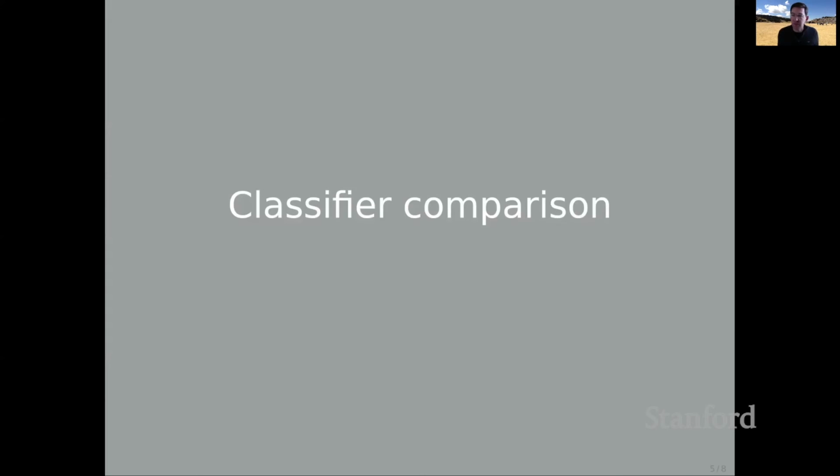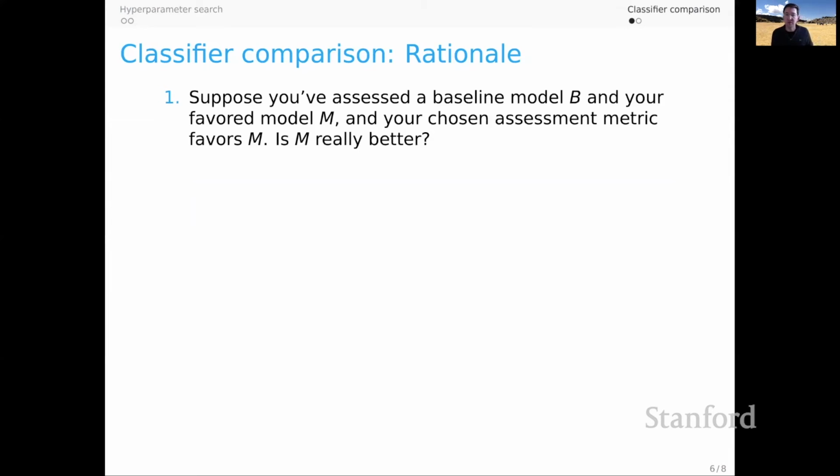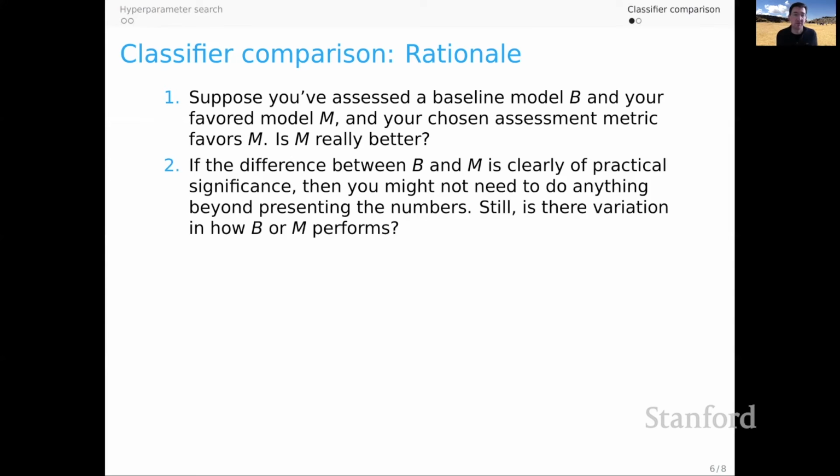Okay, part 2 is classifier comparison. And let's again begin with the rationale. Suppose you've assessed a baseline model B and your favored model M, and your chosen assessment metric favors M, right? And this seems like a little victory for you, but you should still ask yourself, is M really better, right?